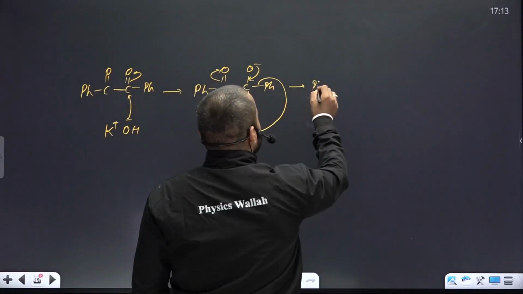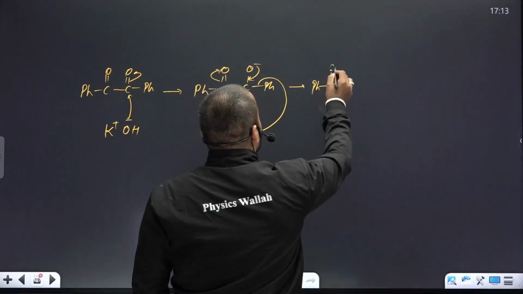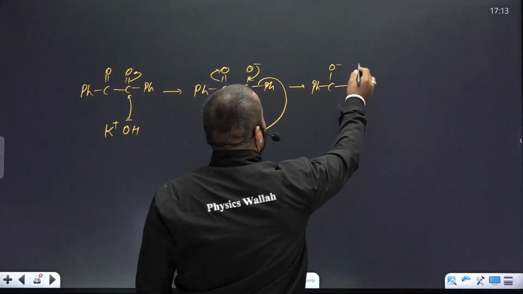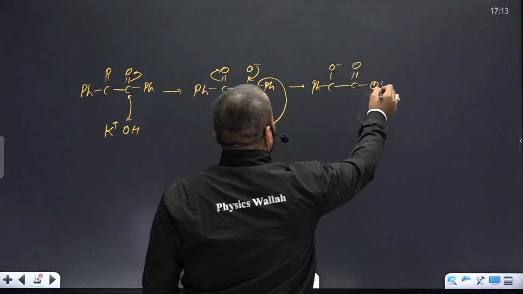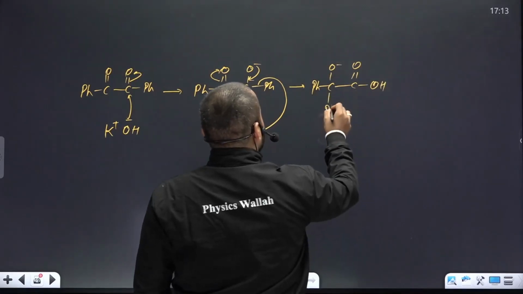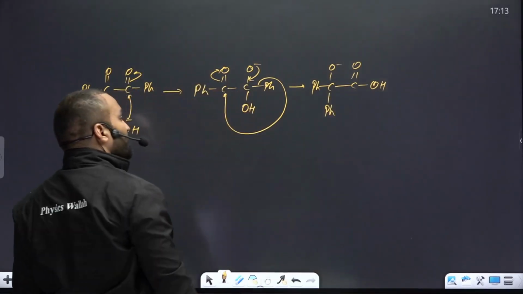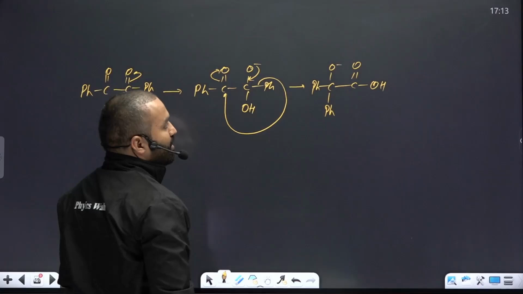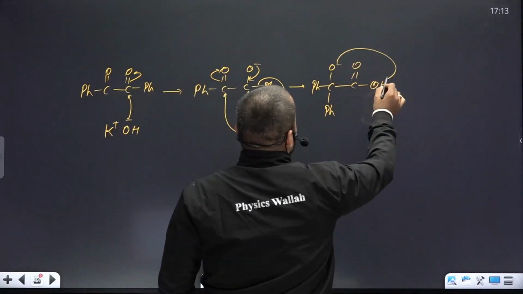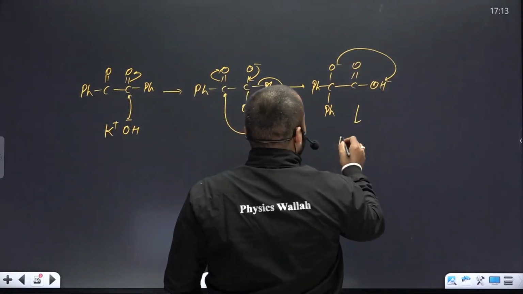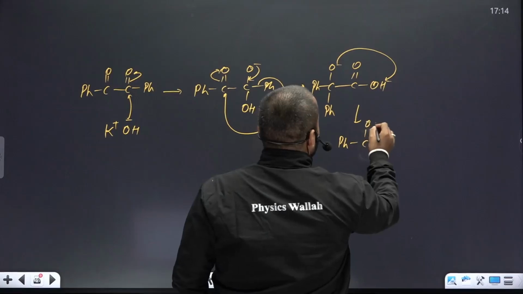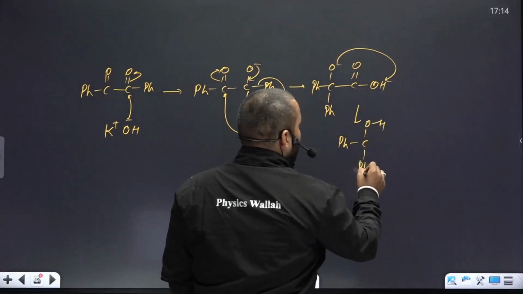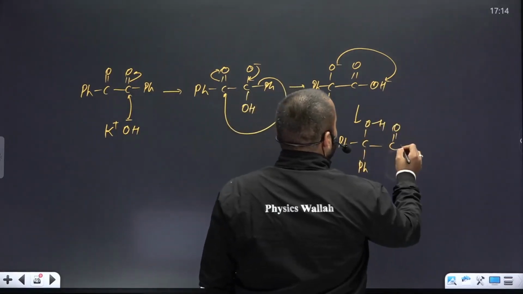Neighbors are required for help, and this oxygen is helping. Now this molecule becomes both the phenyls on the same carbon. Now this negatively charged oxygen will pick up the hydrogen, again intramolecular proton transfer. Oxygen becomes OH, this is Ph, this is C double bond OH.